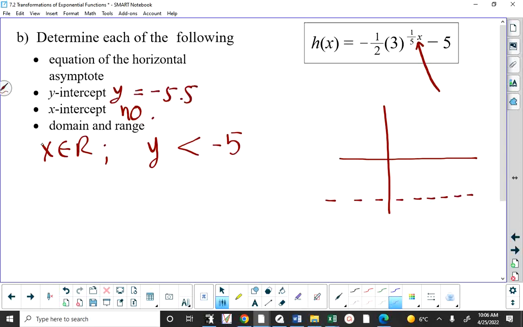I want to say negative 5.5. Because 3 raised to the 0 will be 1, so you have negative a half minus 5. What is the equation of the horizontal asymptote? Y equals negative 5. And we're done. Any questions with that example?